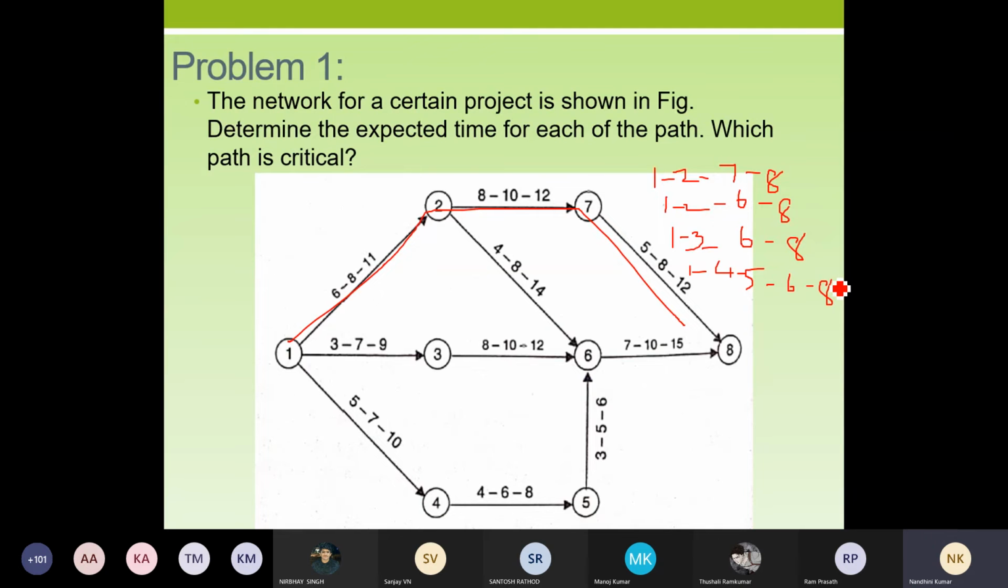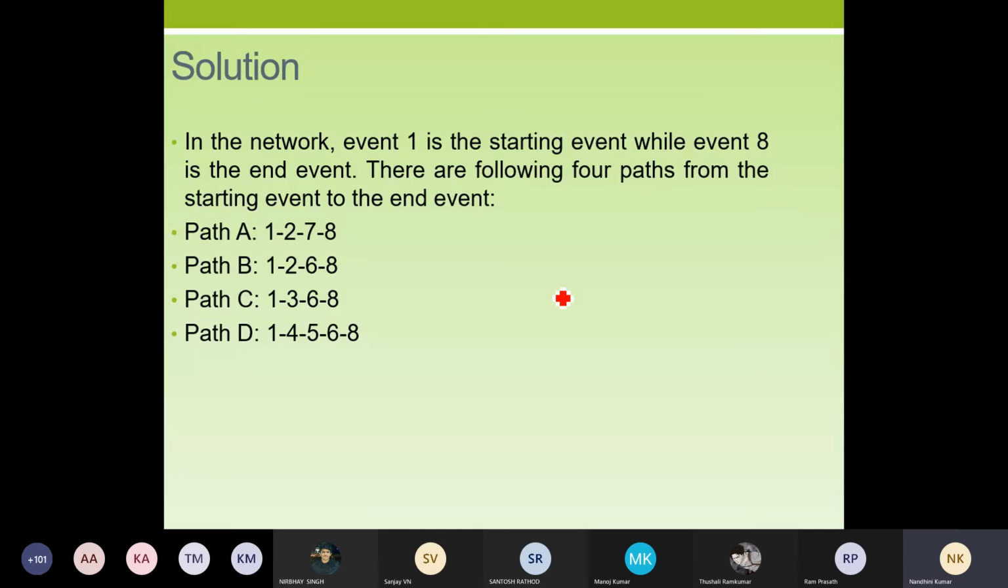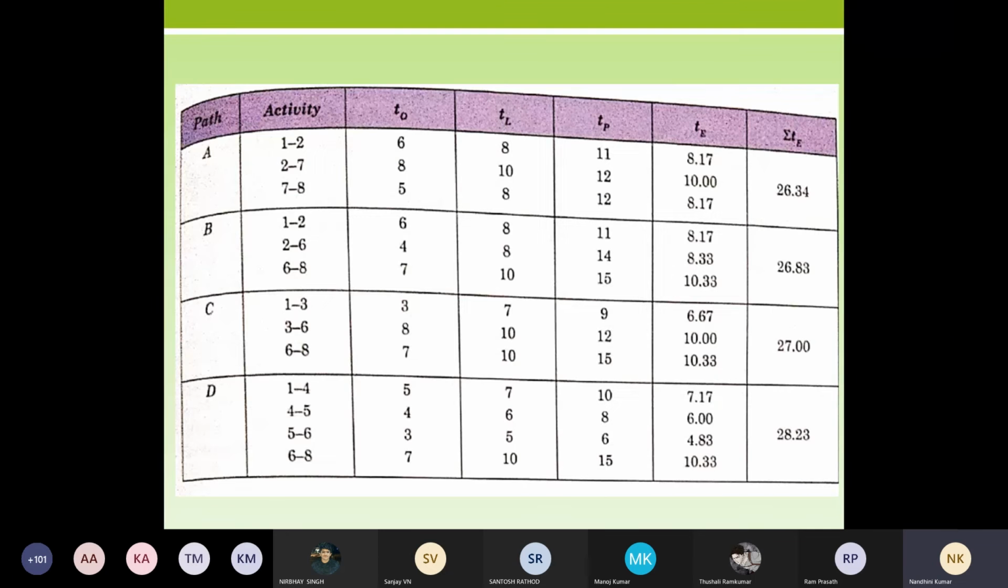I have to calculate the time estimated for each path and identify which is my critical path. So you have 3 values here, that is 6, 8, 11. 3 numerals are here, that is the time durations: 6, 8, 11, 8, 10, 12, 4, 8, 14. You have 3 different values. So you're going to list out the paths and their time durations. For your path A, that is 1 to 2 to 7 to 8, the first value for the activity 1 is 6, 8, 11.